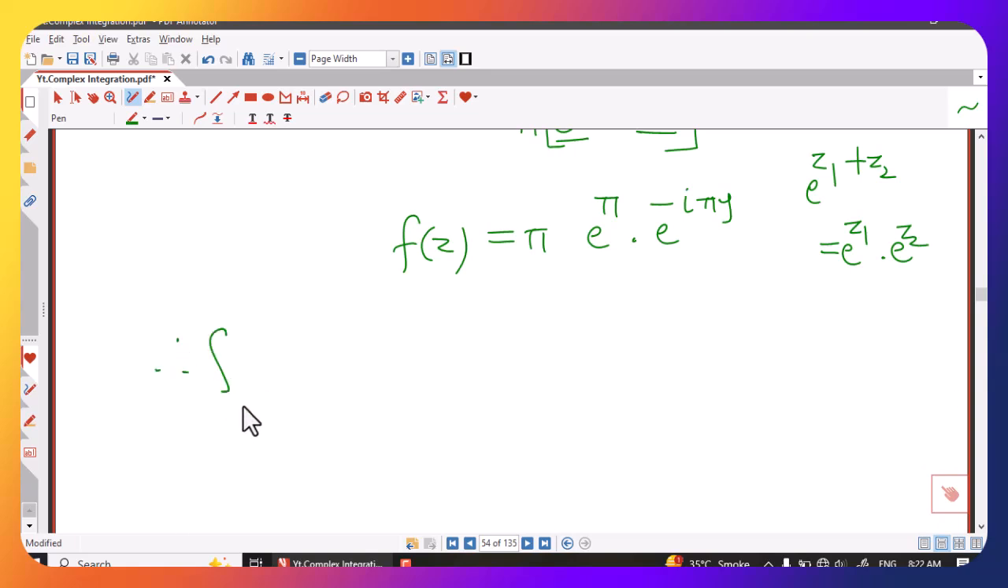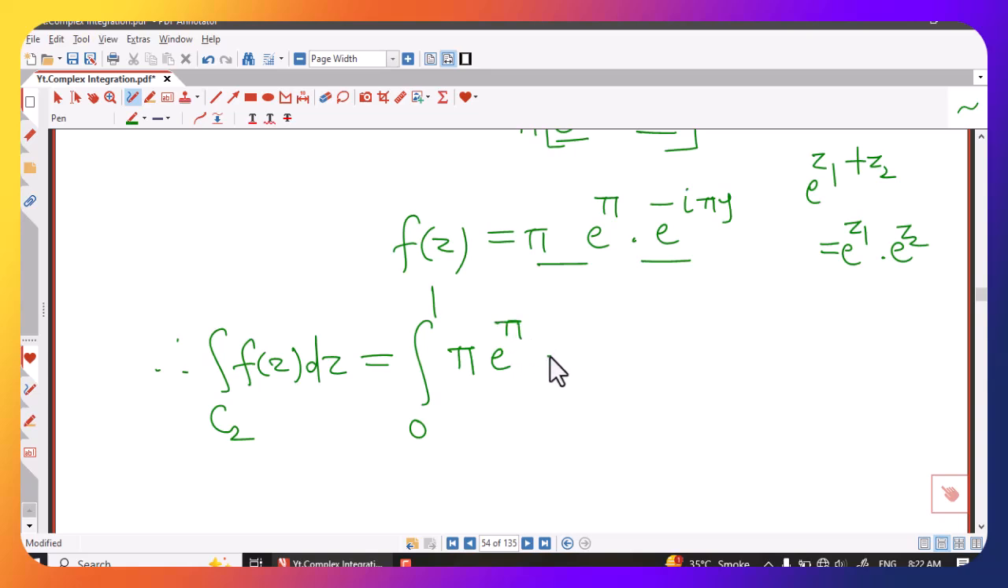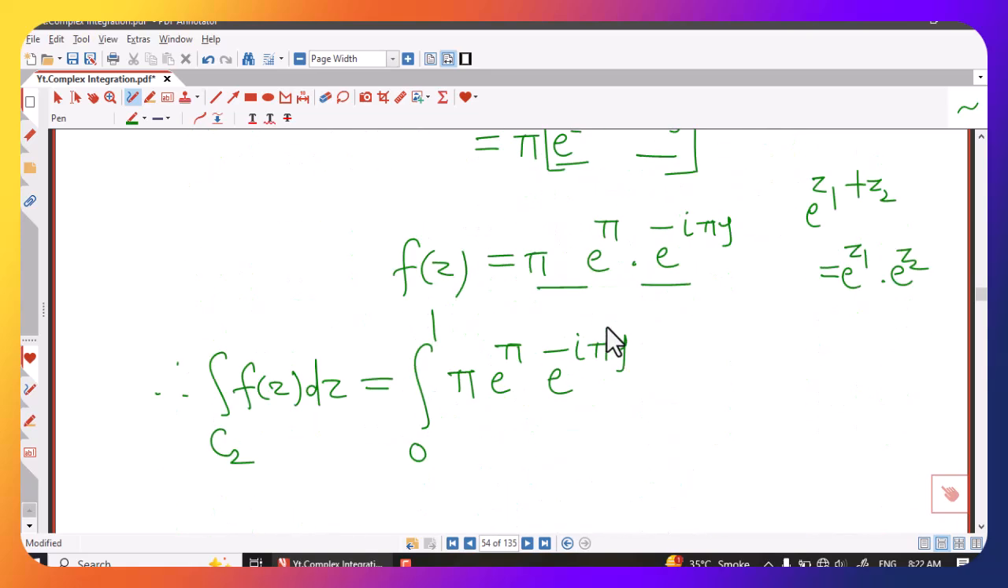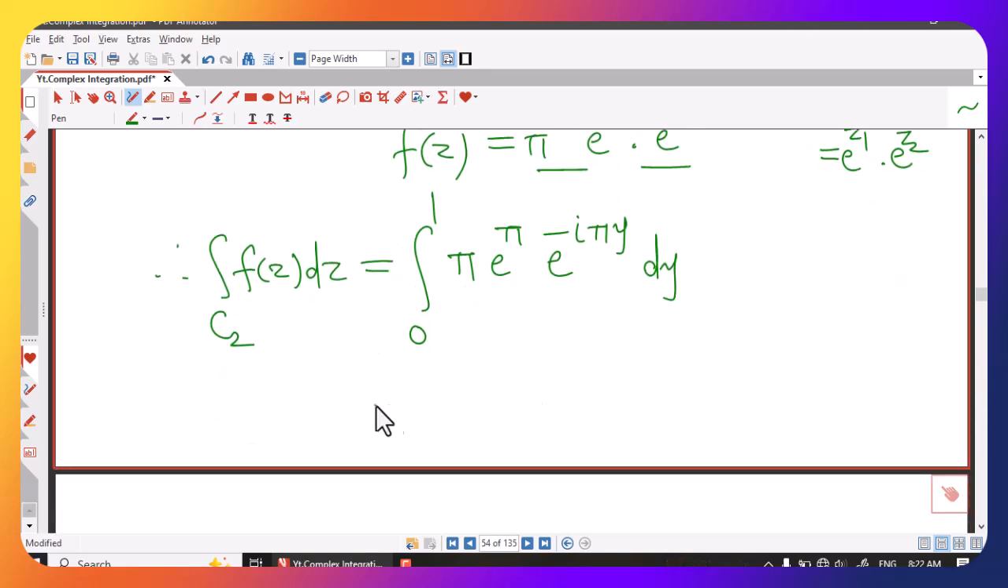Therefore the integral of f of z along C2 becomes, here we have everything in terms of y, y varies from 0 to 1, f of z is pi times e raised to pi times e raised to minus i into pi into y, and dz is i dy. Now this quantity is independent of y, so we can take it outside.